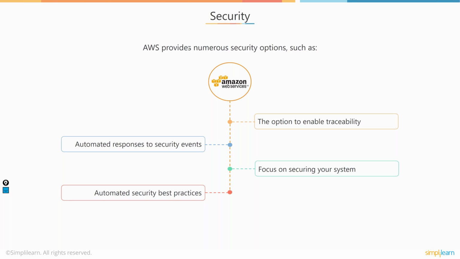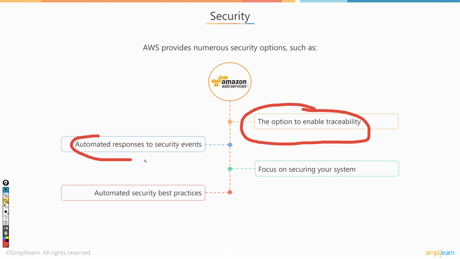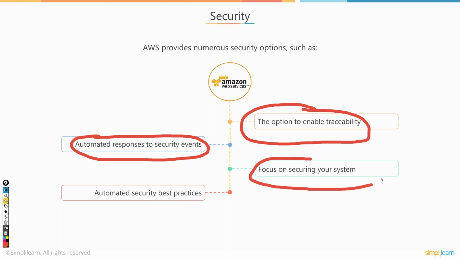Now, AWS itself gives you really good out-of-the-box security. It's up to you how you're going to use it, but it's out there. They give you the option to trace all the security features and settings you have, as well as trace all the logs. They give you automated responses to security events. For example, if someone opens a specific port, an email can be generated saying, hey, someone opened a port on a system that is in production, do you want to do something about it? Which means it's fully automated. You can focus on securing your system.